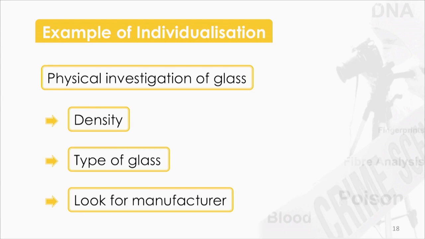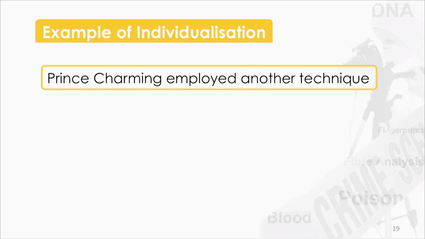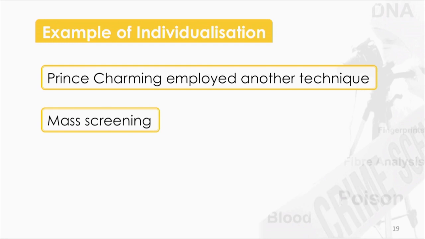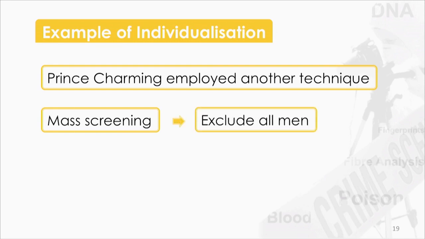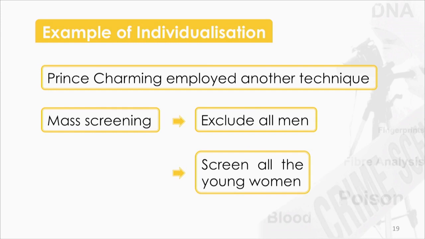In the fairy story, however, these techniques were not available to the prince. So what he employed was a technique that we will see again in later lectures. When you come in a later lecture to the Peter Griffiths case and also to the Colin Pitchfork case, you will see this technique being used. So what the prince did was a mass screening of all of the people in the city. So first of all, of course, he can exclude all the men. So he only has to screen all of the women, and of course only has to screen the young women.